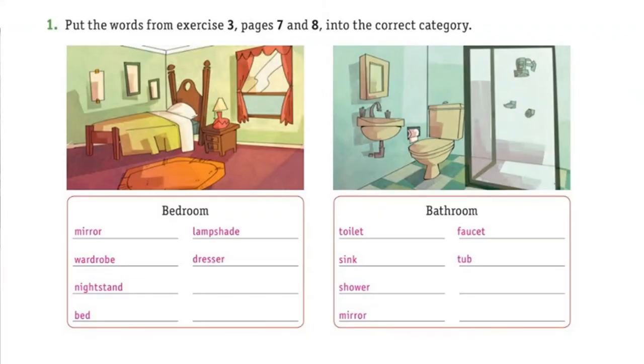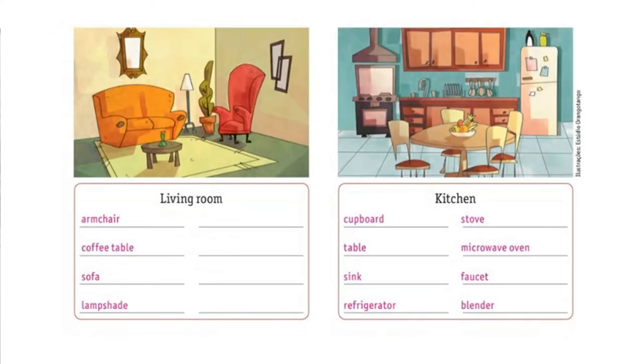Very well, so now we come back with the correction of this exercise. We're gonna have here, starting with the bedroom. So bedroom here, you're gonna have mirror, wardrobe, nightstand, bed, lampshade, and dresser. Now talking about our bathroom, we're gonna have here toilet, sink, shower, mirror, faucet, and tub. Talking about the living room, you're going to find here armchair, coffee table, sofa, and lampshade.